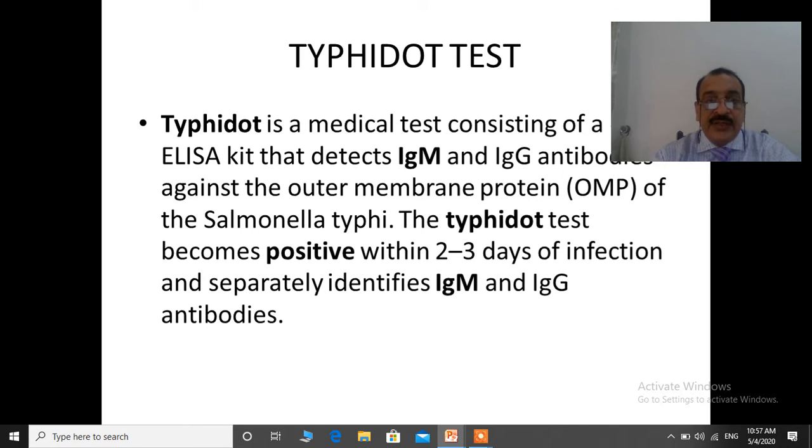Then there is another test known as TYPHIDOT. TYPHIDOT is a test that uses the ELISA technique, and it detects IgM and IgG antibodies against the outer membrane protein of Salmonella typhi. This TYPHIDOT test becomes positive within 2 to 3 days of infection, so it can help in the early diagnosis of the disease.